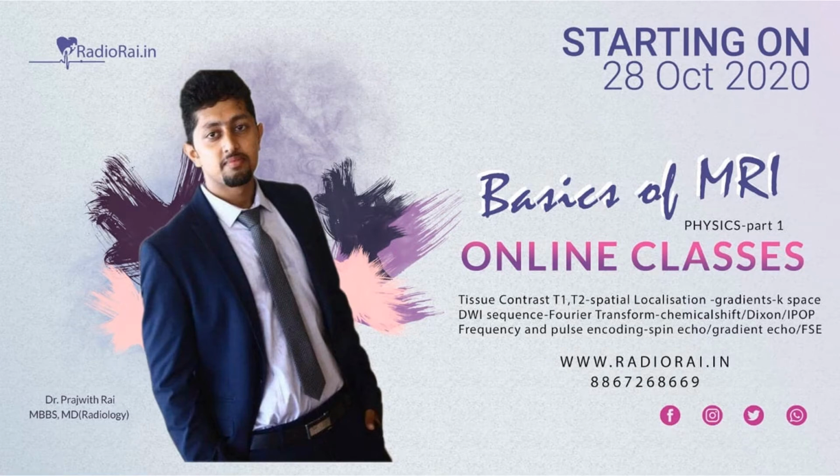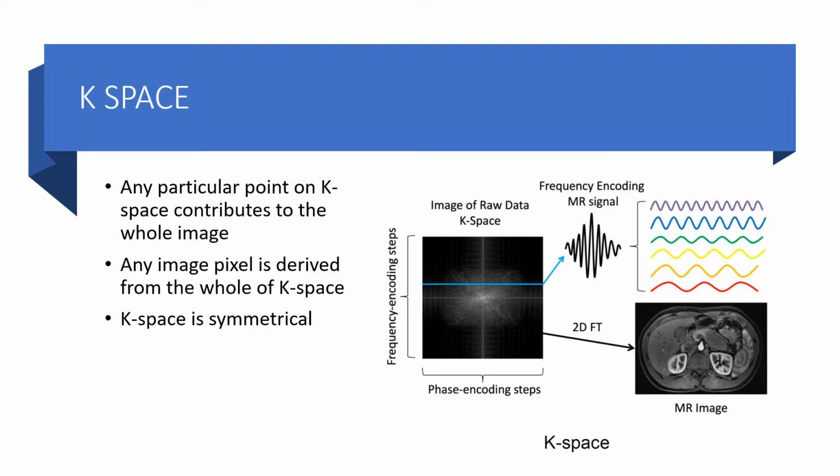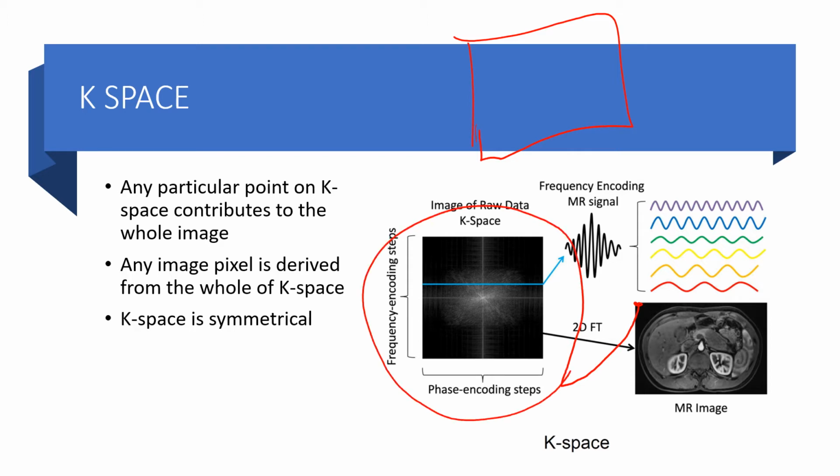So today we are going to discuss K-space and how exactly K-space works. Any particular point in K-space contributes to the whole image. This is an image, this is the K-space. If we take one point in the K-space, it contributes to the entire image. In the same way, one point in an image is a product of all these K-space points. So any image pixel is derived from the entire K-space.